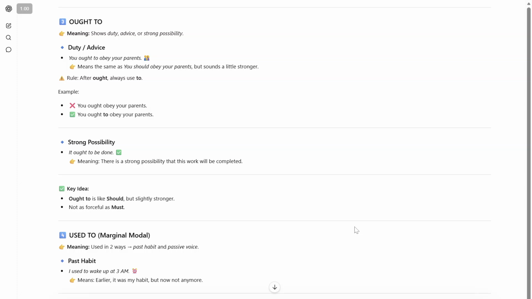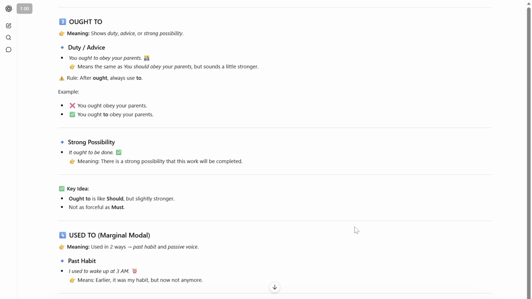Used to, a marginal modal, is used in two ways: past habit and passive voice. Past habit: I used to wake up at 3 a.m., means earlier it was my habit, but now not anymore. Passive voice: this hall is used to conduct meetings. Here, used to expresses purpose of present usage. Key idea: used to for past habit is something you regularly did in the past, but not now. Be used to is passive, present usage.